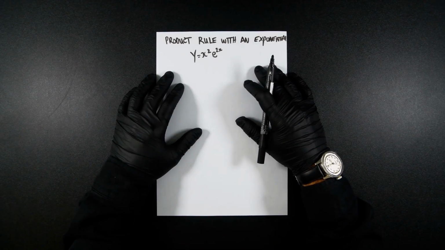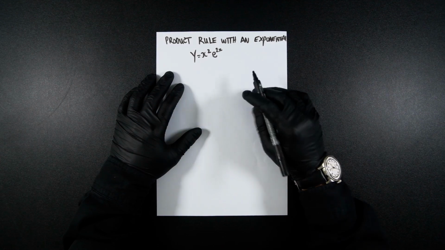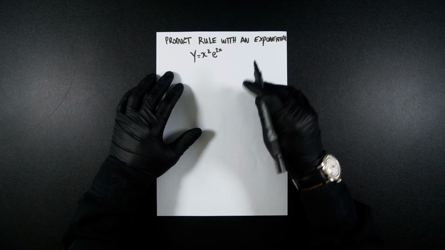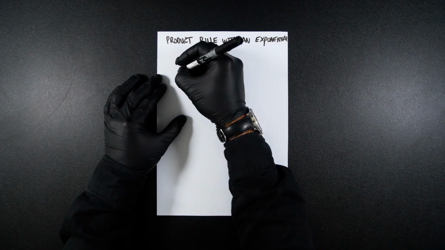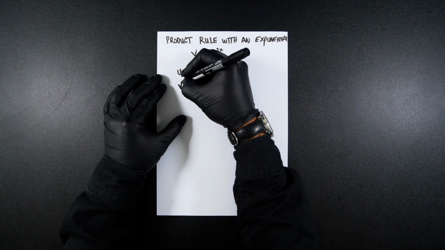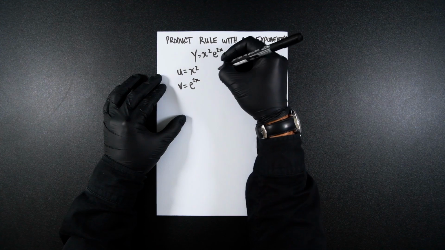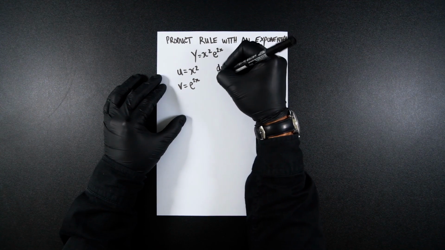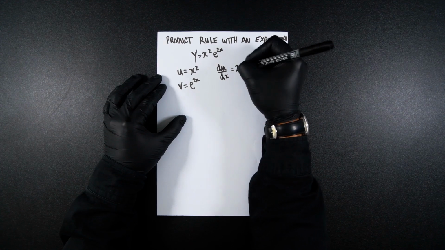If you don't know how to use the product rule without an exponential, please see my other video, which is linked in the description. So firstly, as we've seen before, we break these two apart. So we'll have u as x squared and v as e to the power of 2x. du dx is fairly straightforward. We're going to get 2x.